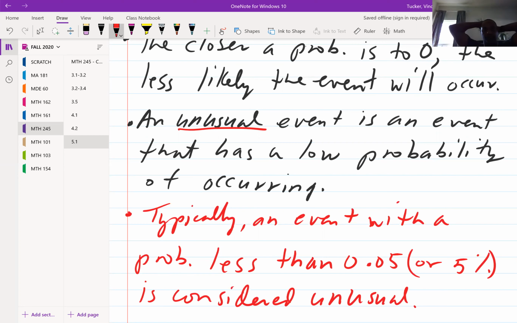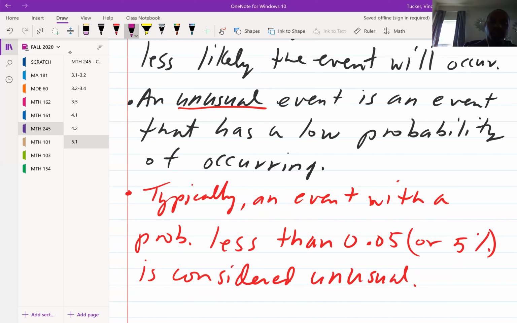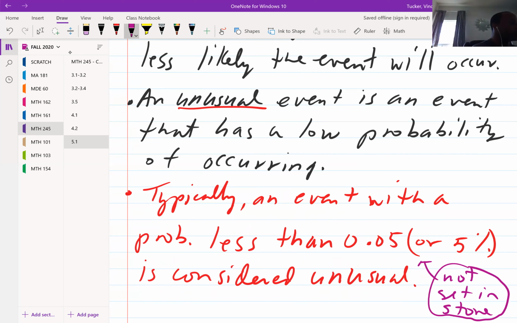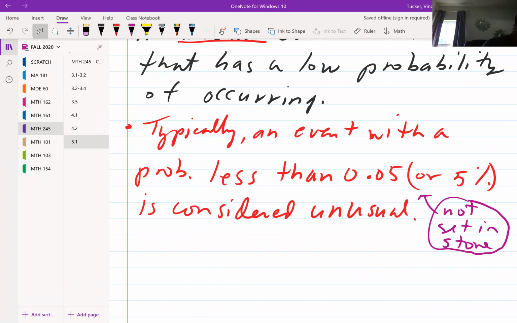All right, so typically an event with a probability less than 0.05, or in other words, 5%, is considered unusual. Now, that's not set in stone, but that's what we normally use. As far as the book is concerned, when we talk about usual versus unusual, that will be our cutoff point, and they're just talking about for your own testing. That's not set in stone.